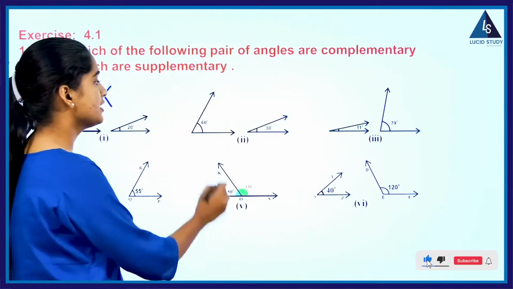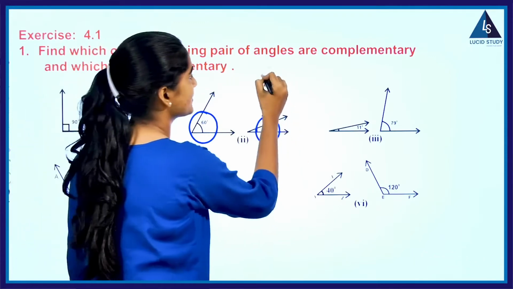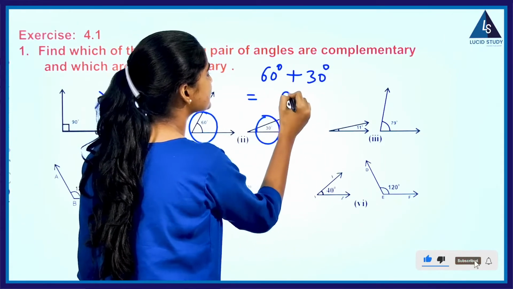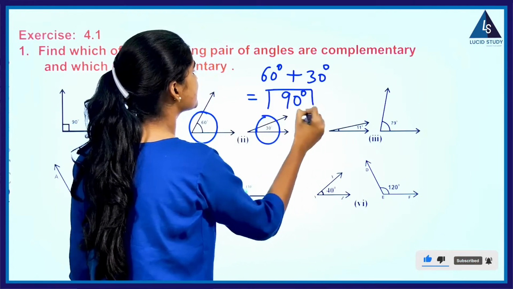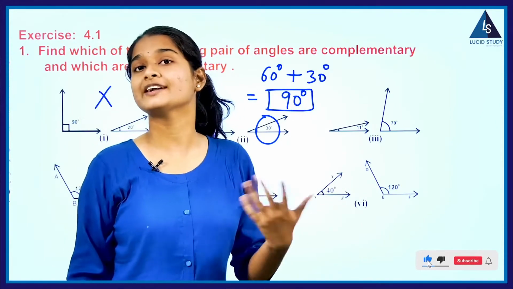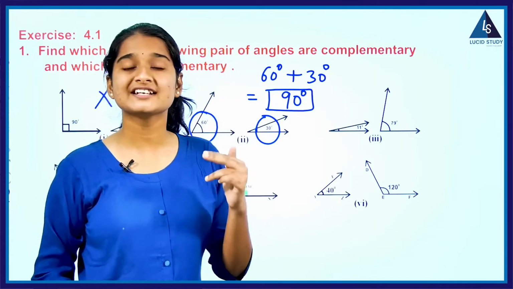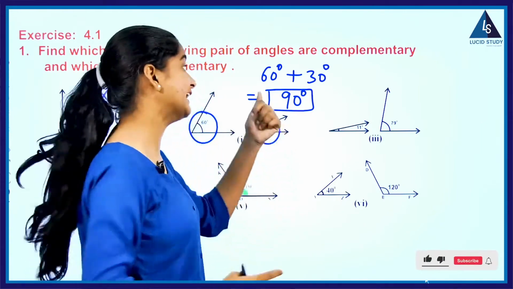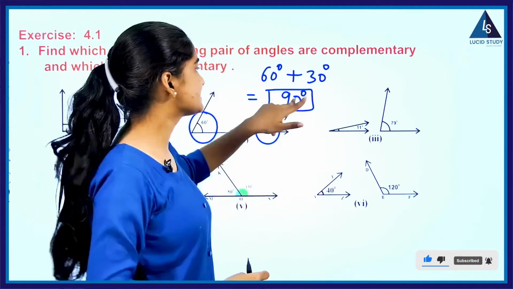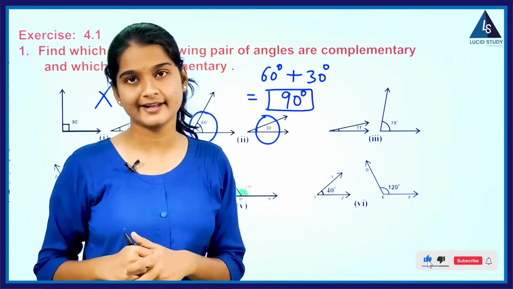Now the second one, first angle is 60 degrees, second angle is 30 degrees. 60 plus 30 is 90. So the sum we got is 90 degrees. If it is 90 degrees, then what type of angles are they? Complementary angles. If the sum of any two angles is 90 degrees, then they are called complementary. So the sum of two angles is 90 here. So therefore they are complementary angles.